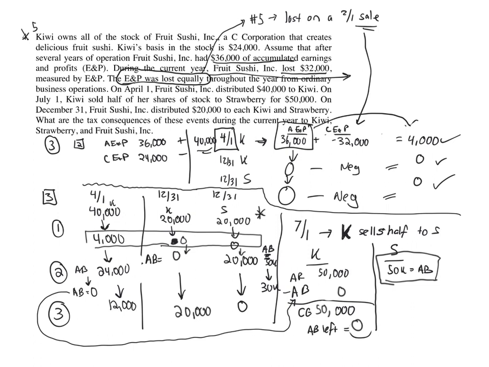Wait, what did you say accumulated E&P next year is? Sorry. 0. Okay. So in problem 4, accumulated E&P was negative 24,000. In problem 5, it was 0. So they each get for problem 6 and 7.